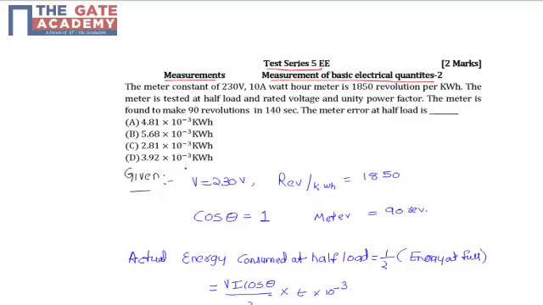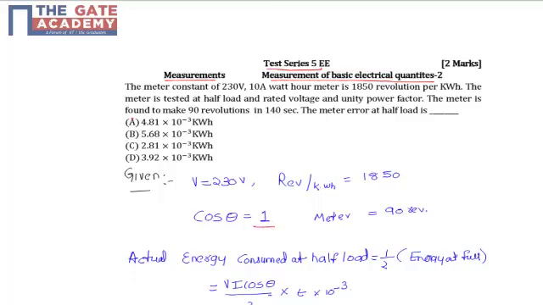Given the meter has a voltage of 230 volts, and the 10 ampere watt hour meter has 1850 revolutions per kilowatt hour. The meter is tested at half load, at the rated voltage and unity power factor, which means cos theta is 1.